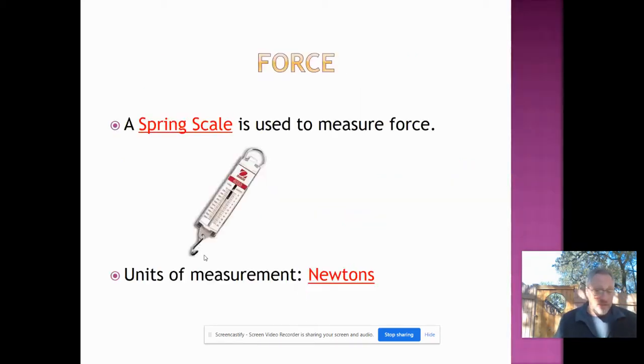The way we measure the size is through a scale, through a spring scale. That's how we determine how powerful something is, how forceful something is.